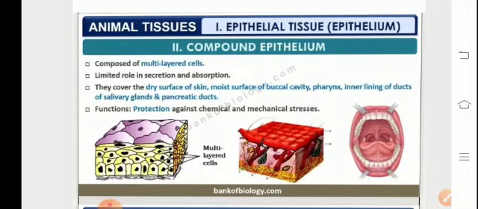So in this module, we had a detailed discussion on the different types of simple epithelial tissue. Hopefully, you must have garnered all the concepts thoroughly.